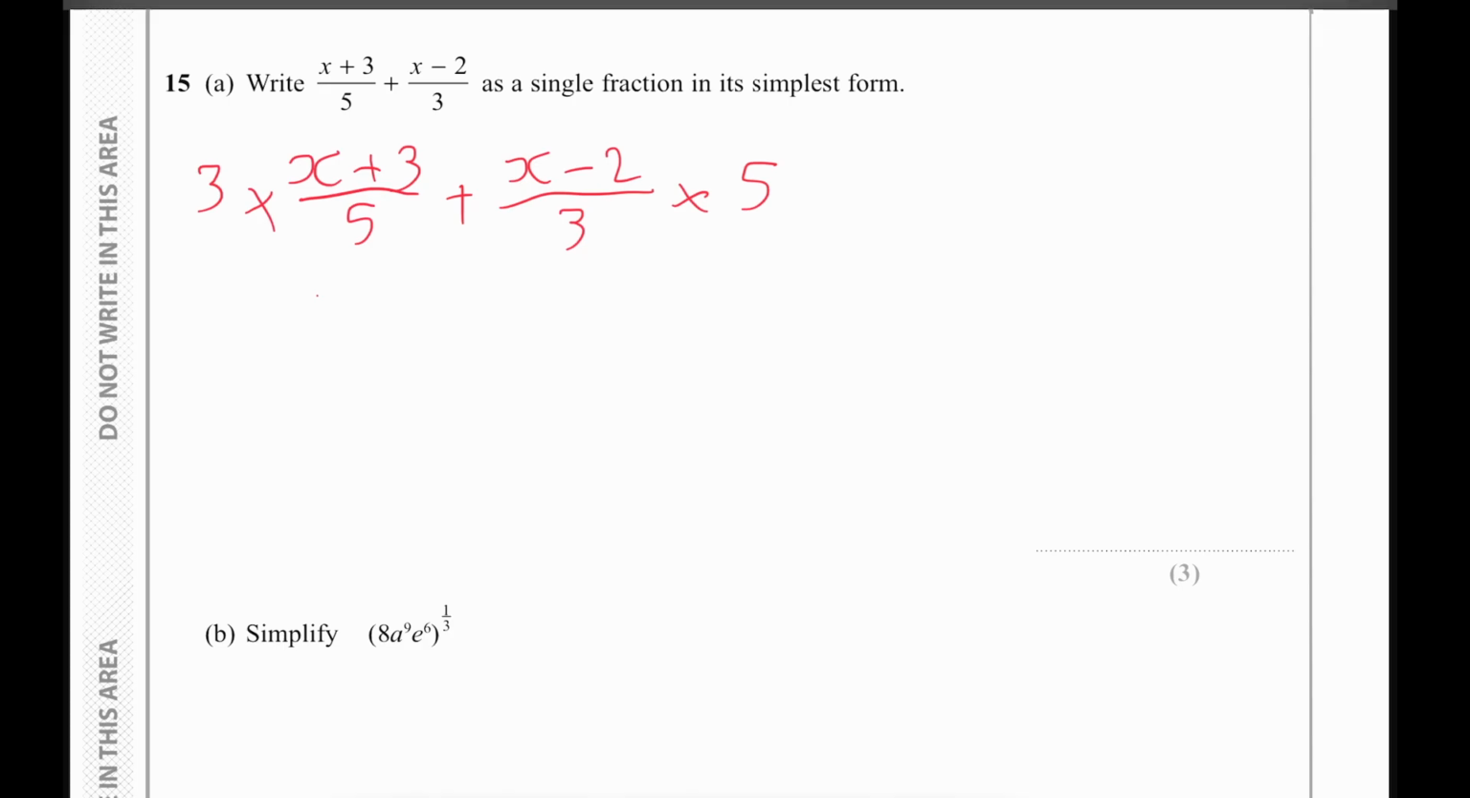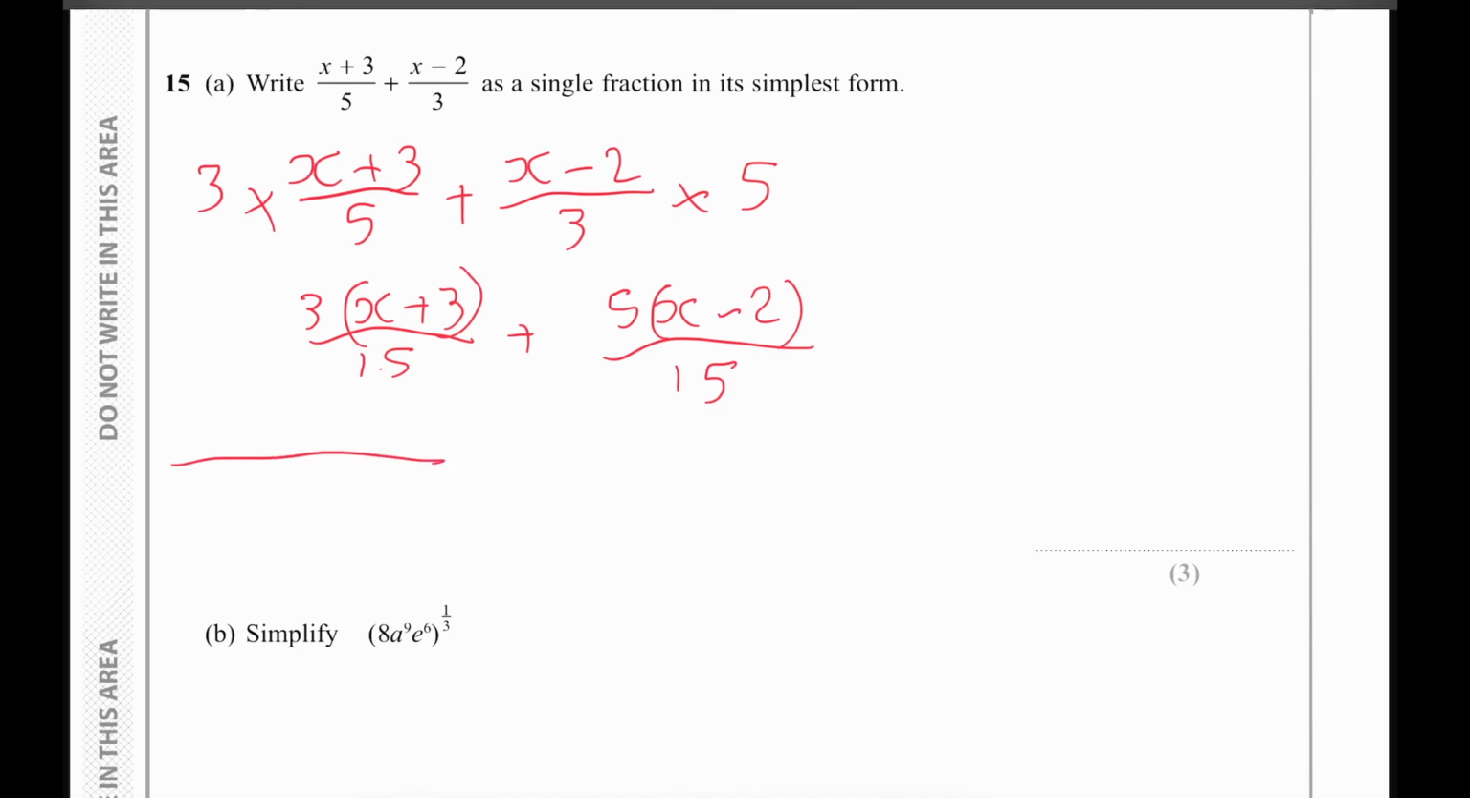So we'll get 3x plus 3 on the top. On the bottom we get 15 plus 5x minus 2 on top, and then my 15 on the bottom. I can expand those brackets and bring it over a single denominator. So my single denominator is 15.